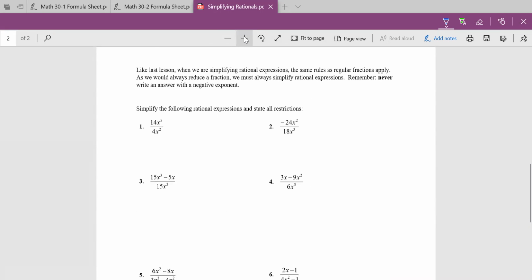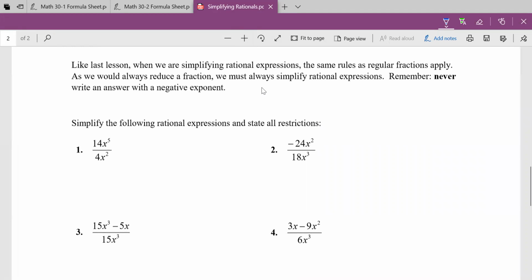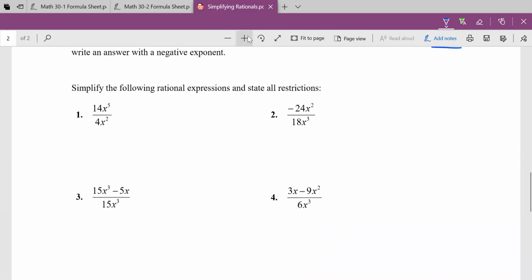Now, what we did in our last lesson was we talked about finding non-permissible values, and we found those by factoring. Well, we're going to end up doing that a lot here, okay? And a couple of small things to remember. We've always got to find our non-permissible values, and it's important that we never, ever, ever leave an answer with a negative exponent. Okay, let's take a peek at a couple of these.